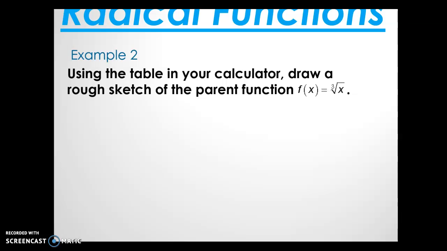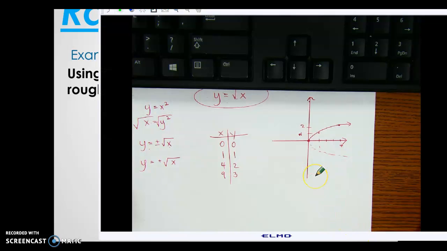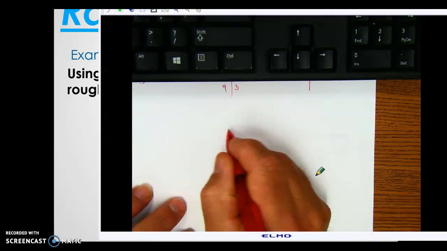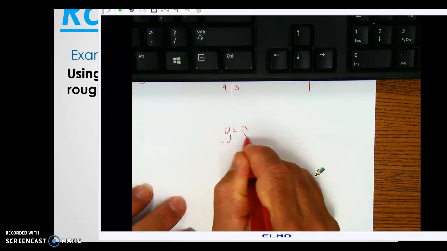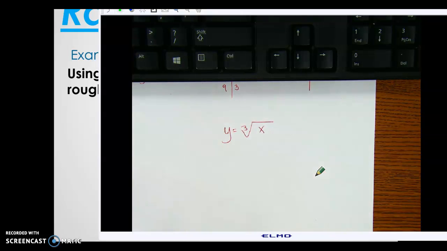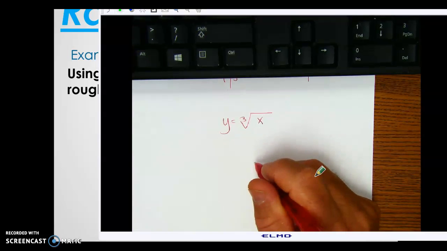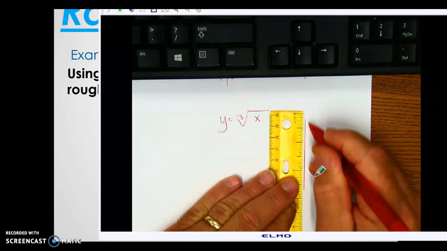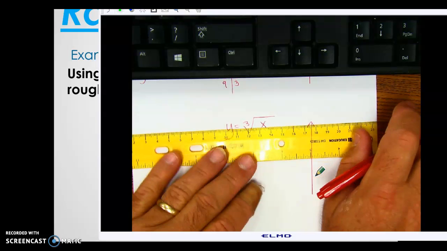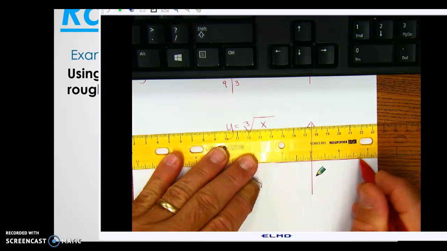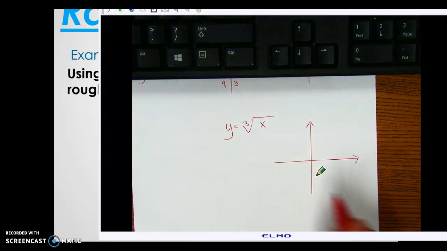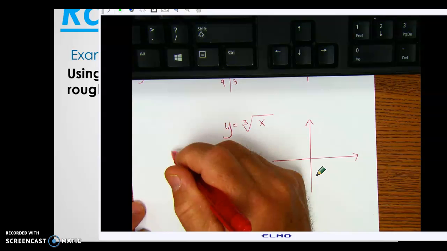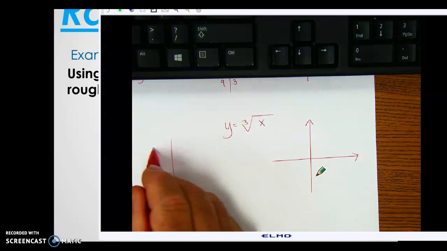All right, I'm going to go over to Elmo. We're going to graph this. Running out of time, I know. So now, what does y equals the cube root of x look like? Get my handy-dandy straight edge. Draw an x and a y-axis. By the way, this graph can have positive and negative values of x because cube roots can do that.